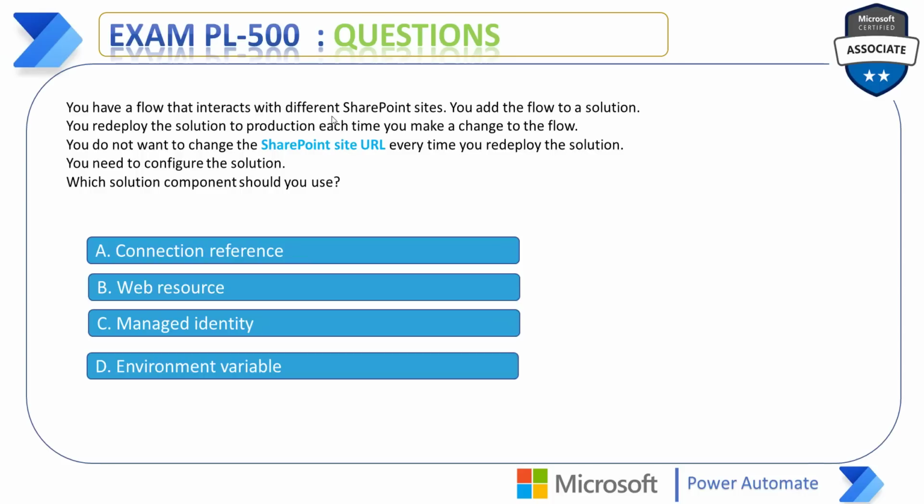All right, let me go back to the PL-500 question. If you observe the main points, our cloud flow interacts with different SharePoint sites. Every time we change the solution, we want to move it to the production environment. At that time, we don't want to change the SharePoint site URL every time we redeploy it. In that case, which solution component should we use?